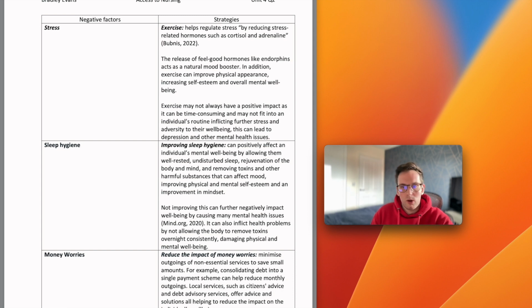So negative factor 1 is stress. And exercise helps reduce stress by reducing stress-related hormones such as cortisol and adrenaline. The release of feel-good hormones like endorphins act as a natural mood booster. In addition, exercise can improve physical appearance, increasing self-esteem and overall mental well-being.